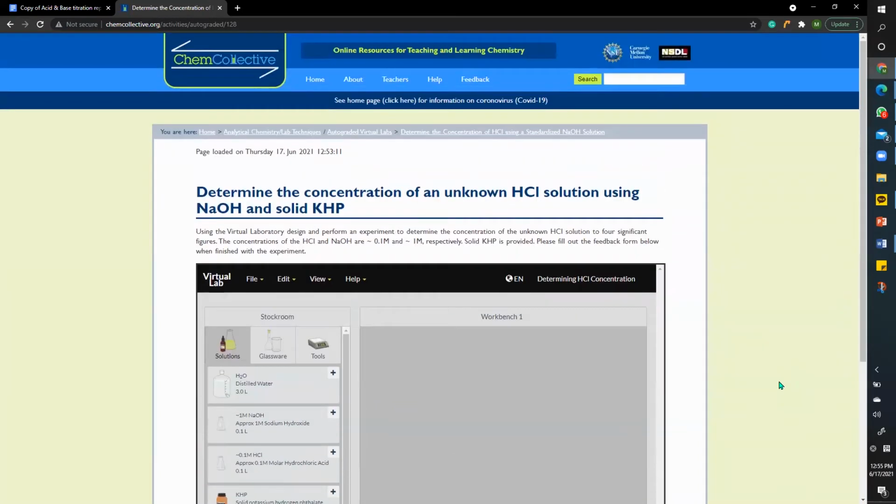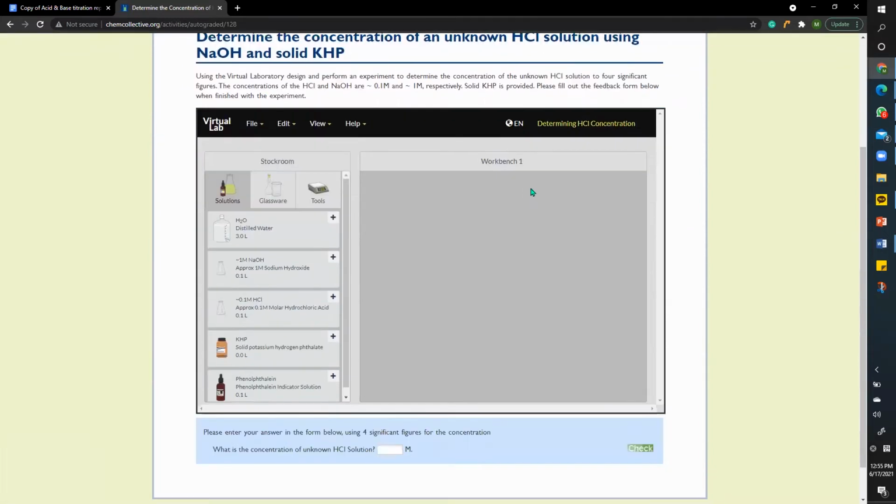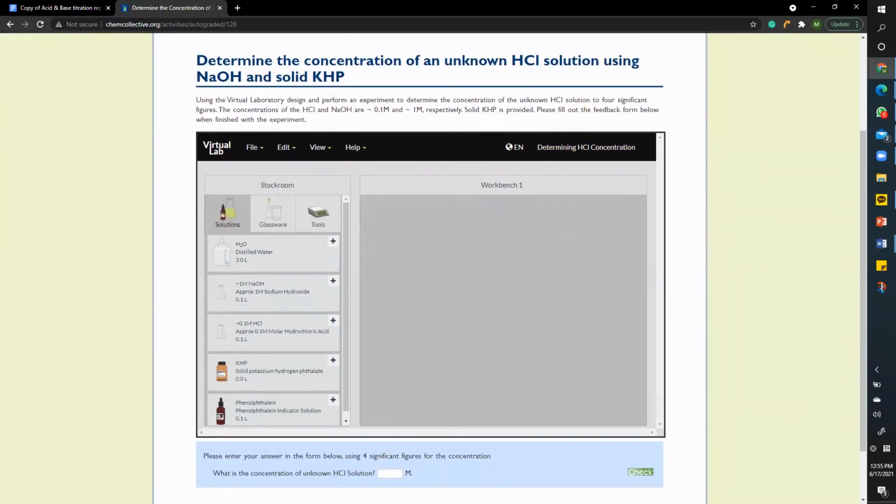Today I'm coming back with a simulation of a titration. This is from the site ChemCollective, and it's an experiment about determining the concentration of an unknown HCl solution using NaOH and solid KHP. To say it briefly, it gives that the concentration of HCl and NaOH is between 0.1 mole and 1 mole.